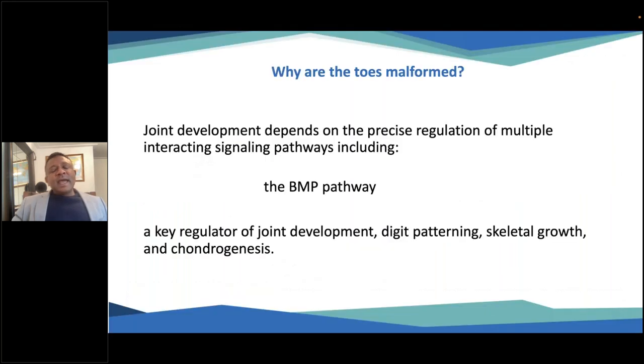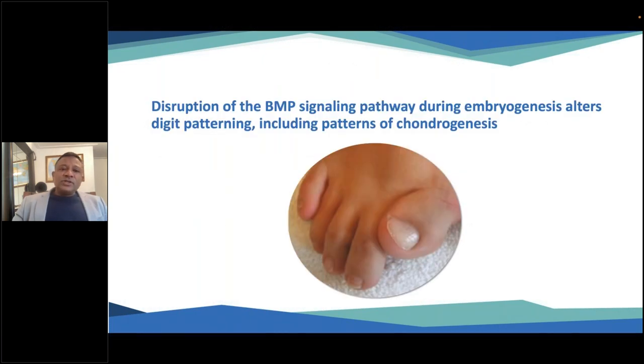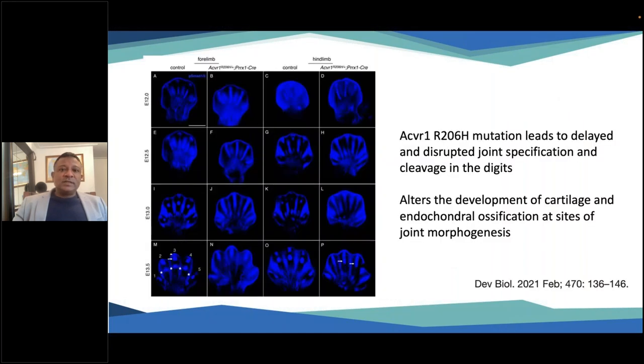So this abnormal toe malformation in FOP has always intrigued me, because as I've told you, the process is mainly characterized by inappropriate ossification. So why are the toes malformed? Well, if we look a bit deeper into the whole signaling pathway, we know that joint development is very dependent on the BMP pathway, which is a key regulator of patterning, skeletal growth and chondrogenesis. So it's the disruption in this BMP signaling pathway during embryogenesis that causes the malformed big toe that babies often present with, which can be mistaken for a bunion or a congenital bunion.